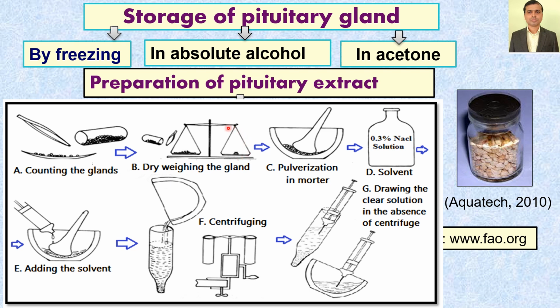On the basis of dry weight, we can standardize the preparation of the extract. So dry weight is essential. After taking the dry weight, using a mortar, it is homogenized with 0.3% sodium chloride solution. In the next step, as per the requirement, the solvent is adjusted. Next step is centrifugation. After that, the liquid part is used as pituitary extract for administration. That means pituitary extract can be prepared either in sodium chloride solution or in distilled water.